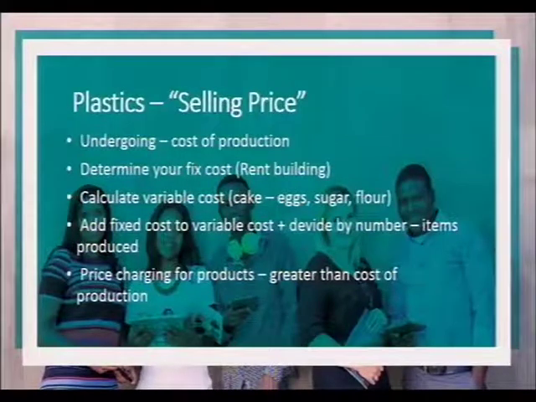Then the last one is the price changing for products. Is it greater than the cost of production? Which means every time that you go out to buy the products, for example, if you take a cake now, the cake, the sugar, the milk, the flour, the oil, and the eggs, there's a price change, which means you must also look at the economics. If the economics of the country is changing, the price will also change.